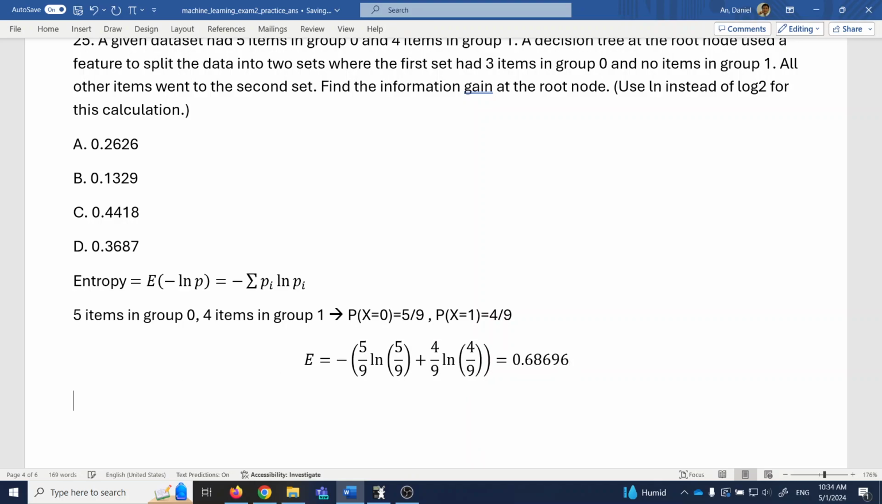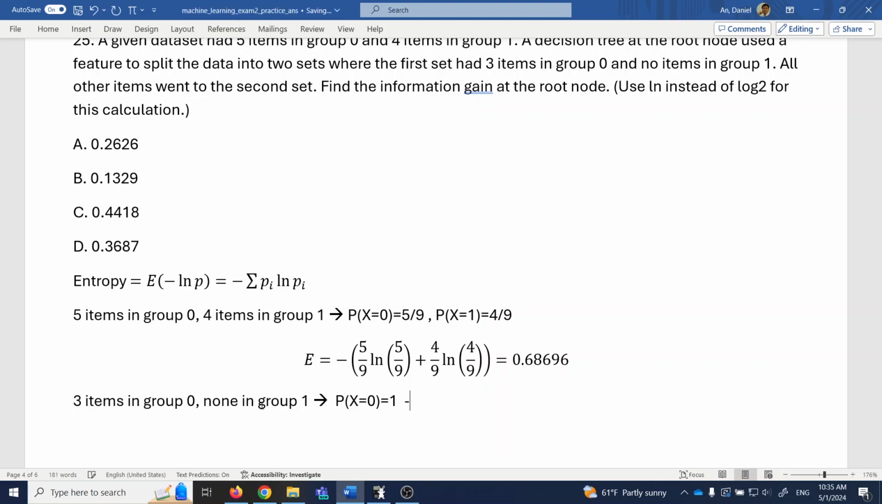0.68696. Okay, now let's move on to the next layer. So we have 3 items in group 0, none in group 1. Now in that case, you have a probability of x belonging to group 0 to be 1, and the other case is nothing. Right? And if it's nothing, you don't have to include it. So you're really just doing entropy of the single value.